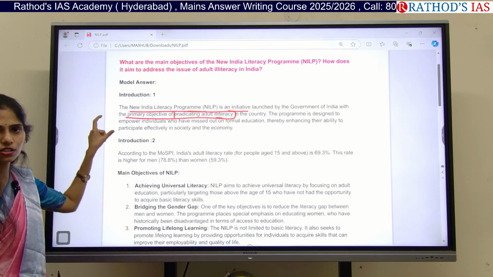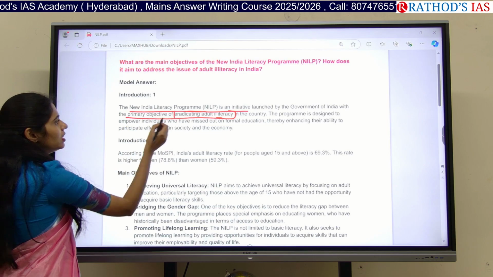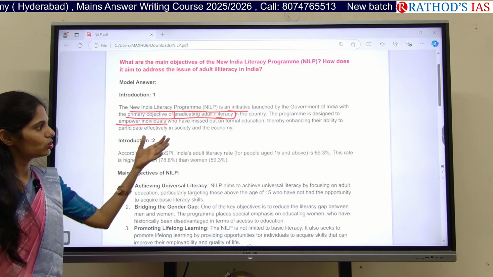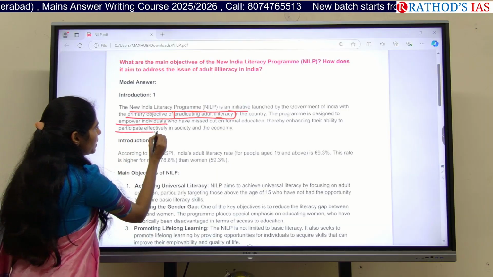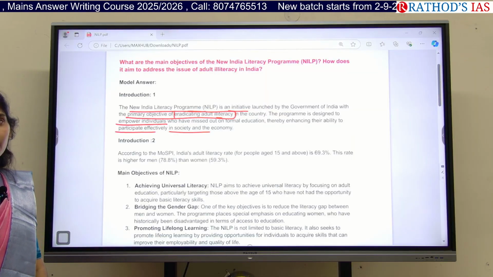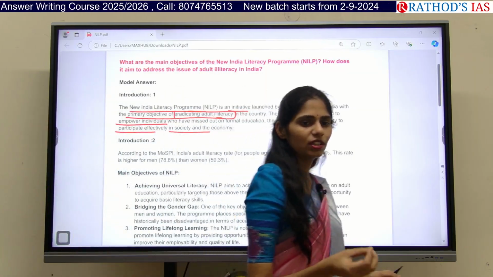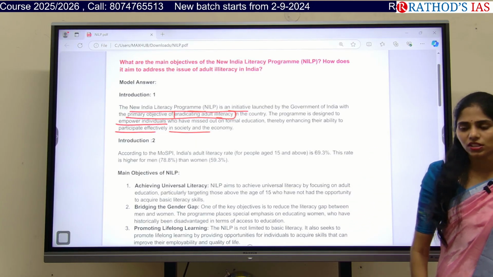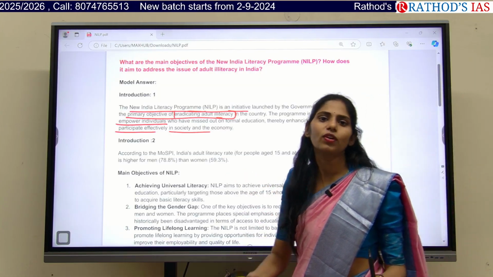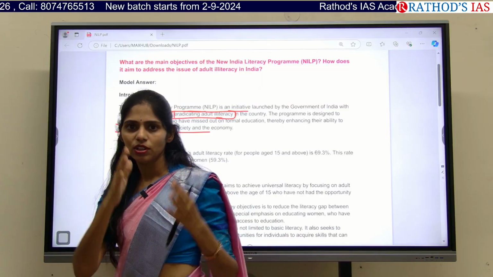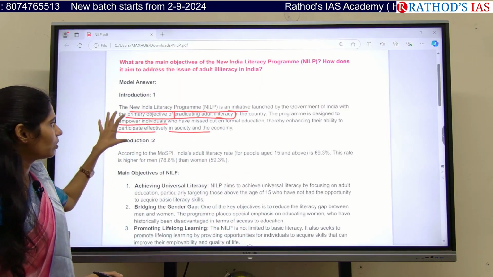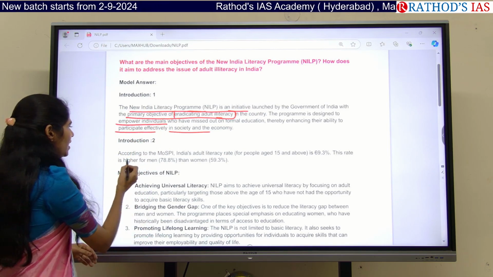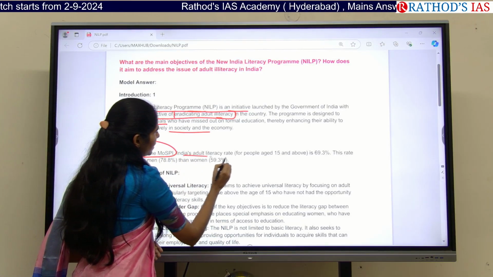So this is the main objective of this scheme, and this program is designed to empower individuals who have missed out on formal education so that we can enhance their ability to participate effectively in society as well as the economy. Whenever you are writing an introduction for schemes, try to write what that scheme is rather than why it is in use. Because if the scheme has been approved, it means it is implemented, so why should we bother about that? Rather than writing why it is in use, try to write the importance of that scheme. And the second introduction is: according to MOSPI, what is the adult literacy rate in India?